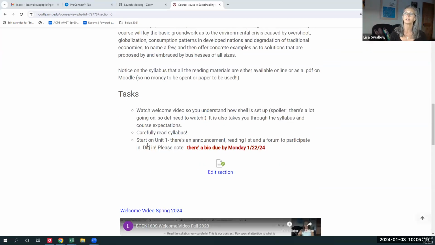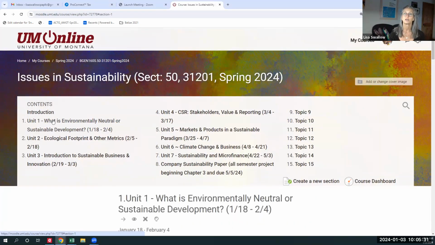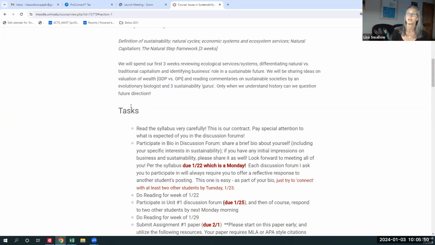So the way that the class works is that each unit will have a short introduction. It'll have a list of tasks, and then it will have your resources. So if you look at unit 1, it tells you what the dates are, and it gives you an introduction. We're going to be talking about whether sustainable development and growth in our current capitalistic society is possible alongside the idea of environmental and social sustainability. So then you've got a list of tasks.